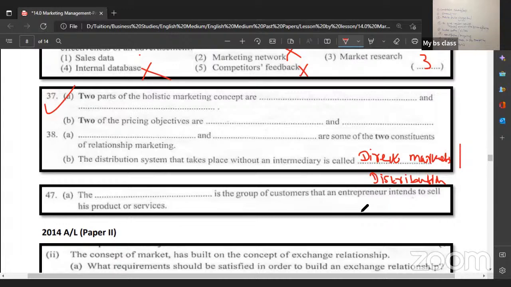Let's move to question number 47. 47A. There's a blank: a group of customers that an entrepreneur intends to sell his product to. You try to maximize your sales there, right? Which is the target market. So my target market is English medium, business studies, A-level students. Likewise, you need to have a target market because you cannot serve the whole market. You have to be specific to some area.